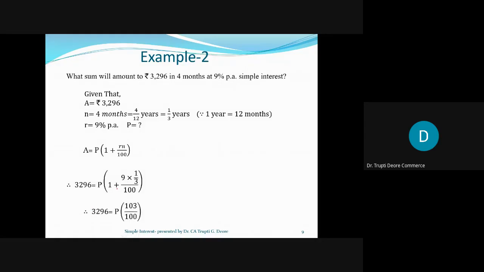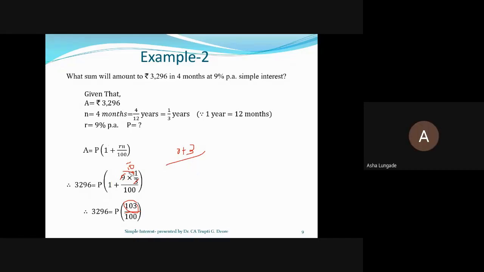Thereafter, we have converted this 9 into 3, right? So it becomes 3 into 1, 3. So it's a 3 here. So 1 plus 3 divided by 100. This 100 is multiplied by this 1, so it becomes 100 plus this 3, that is 103. So the denominator will be 100, and 103 divided by 100, right?